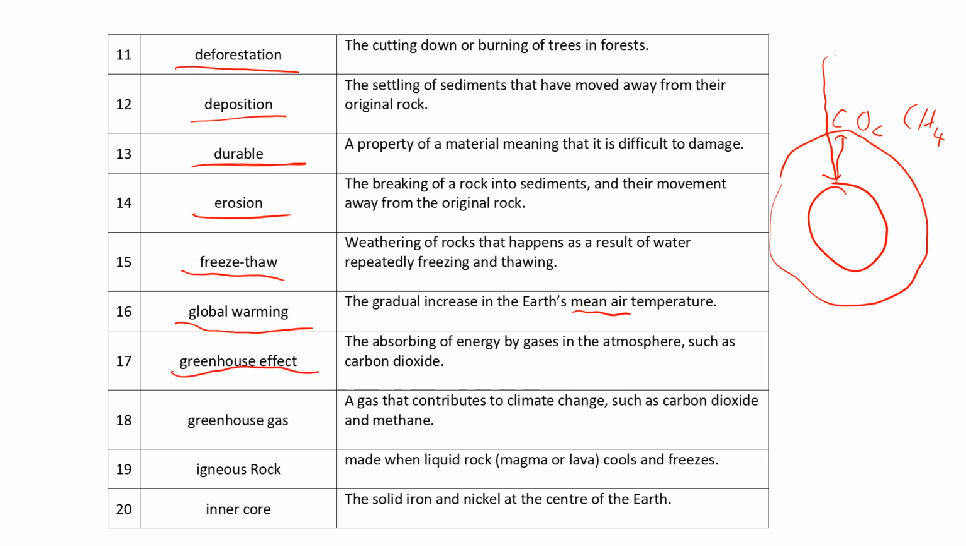A gas that contributes to climate change, carbon dioxide and methane, they're the greenhouse gases. This rock is made when liquid rock, magma or lava cools and freezes. So freezing means it goes back hard, is igneous rock, and what it will do, it will tend to have crystals in it. Inner core, the solid iron and nickel at the centre of the Earth. I kind of did that the wrong way around there.